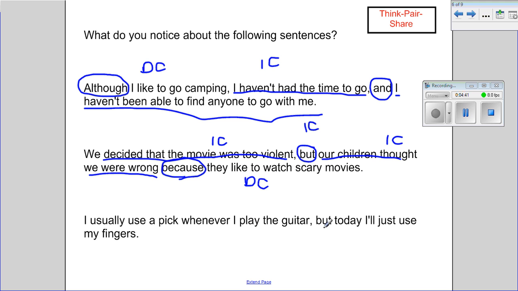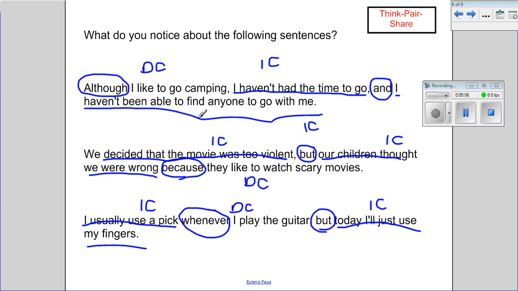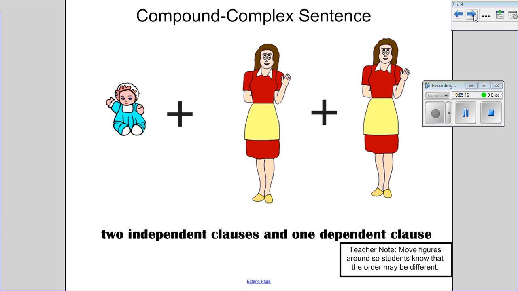Let's go to the next sentence. Here's the conjunction but again. I usually use a pick. That would be your IC. And then today I'll just use my fingers, another independent clause. If I look over here, I see the subordinating conjunction whenever. That makes a dependent clause. So in all of these sentences, we have 2 independent clauses and 1 dependent clause. This makes a compound complex sentence.